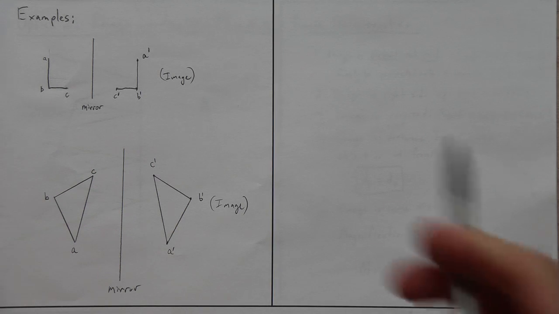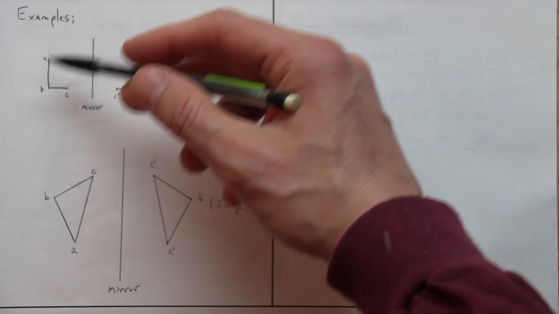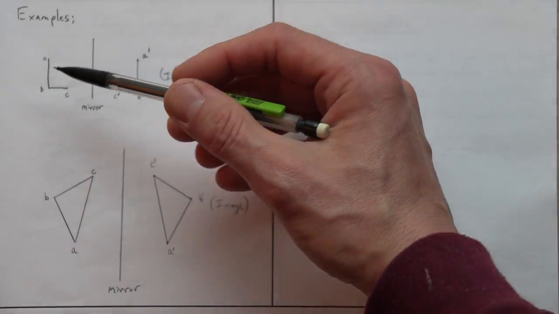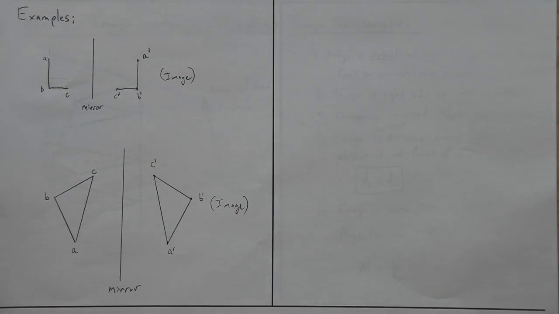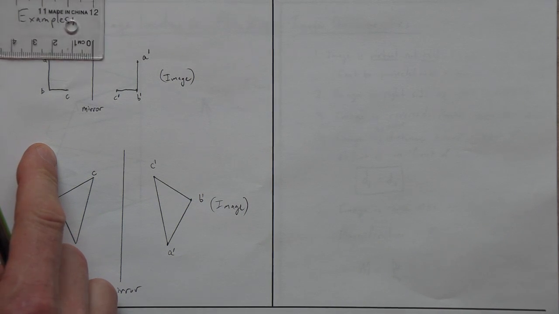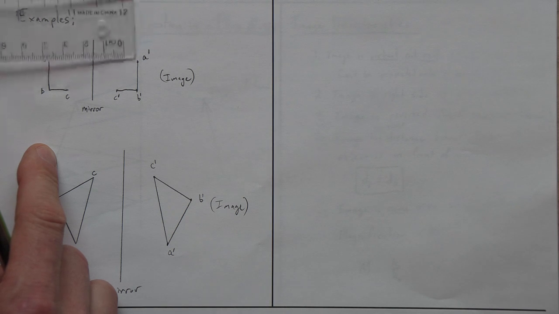So in the first example, I put the letter L in front of a mirror. Rather than do ray tracing with all those rays, all that tedious business with protractors, what I could do is label 3 points, A, B, and C, and then just use a ruler. A is 2.2 centimeters in front of the mirror, so it gets reflected 2.2 centimeters behind the mirror. And I label that A prime.